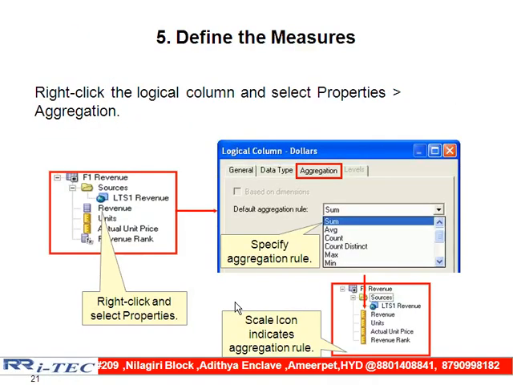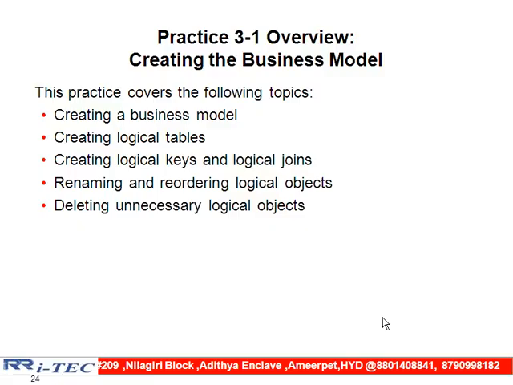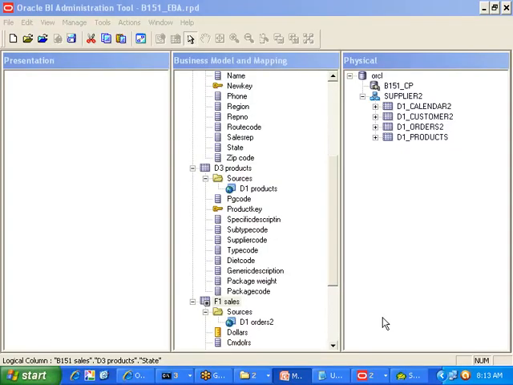Next one is what, sir? Defining the measure. Just double-click on one column and associate it with one, then I got this one. Okay, then the best practices we need to follow, just go through this one. Then the summary, that is completed. This is the practice we need to do in the lab. With this I completed the total BMM layer.